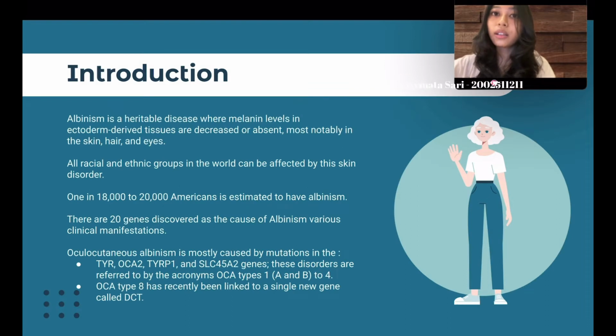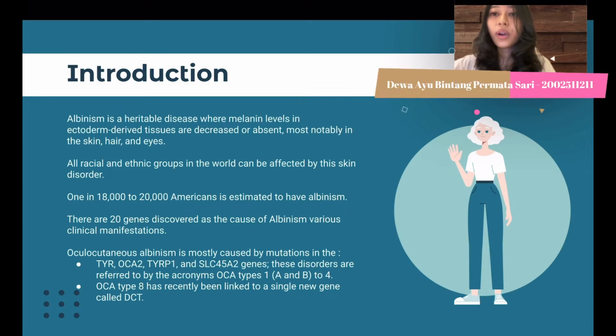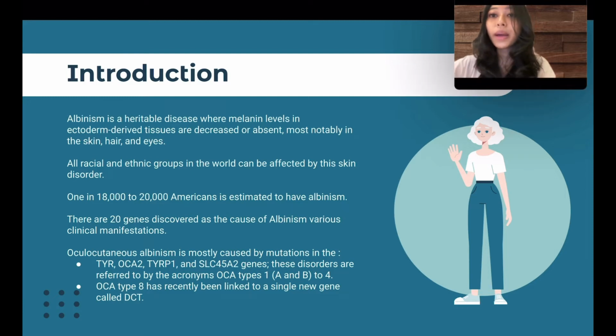So, for the introduction, albinism is a heritable disease where the melanin levels in ectoderm-derived tissues are decreased or absent, most notably in the skin, hair, and eyes. All racial and ethnic groups in the world can be affected by the skin disorder. 1 in 18,000 to 20,000 Americans is estimated to have albinism. There are 20 genes discovered as the cause of albinism's various clinical manifestations. As seen on the screen, these are the genes affecting albinism's various clinical manifestations.